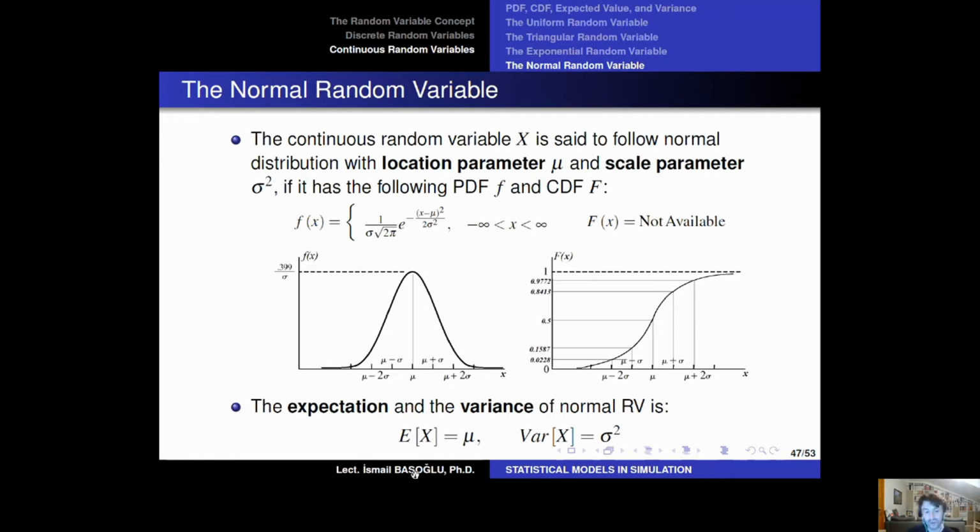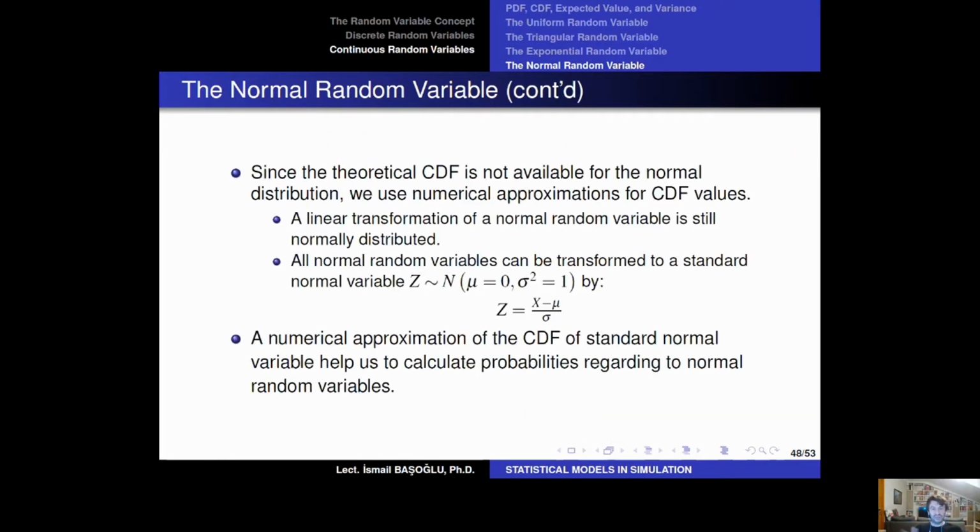Now, the expected value and the variance of a normal random variable are basically equal to its location and scale parameters. The expected value is equal to mu, and the variance is equal to sigma square. Since the CDF is not available, we are going to say that normal random variables are linearly transformed to each other, or in other words, when you take a linear function of a normal random variable, again you get another normal random variable. So normal random variables do not lose their probabilistic distribution properties when they are linearly transformed.